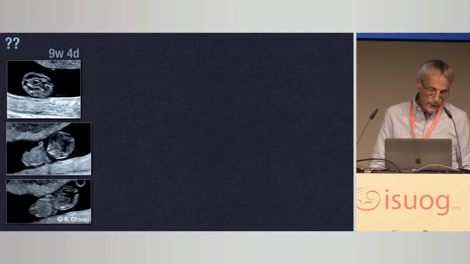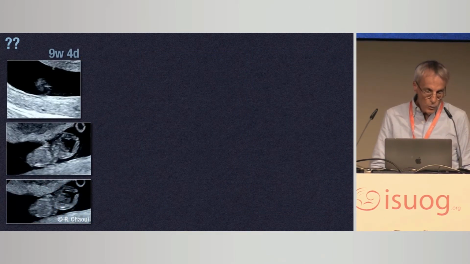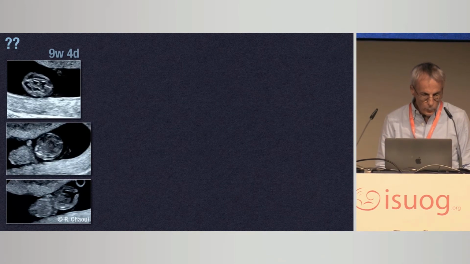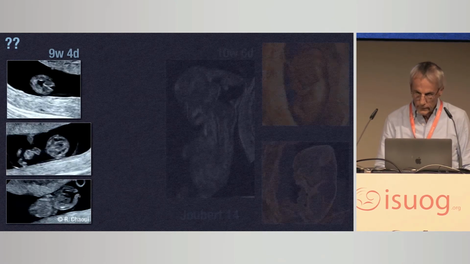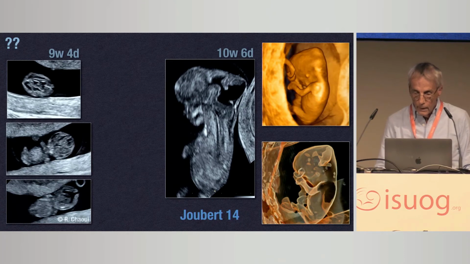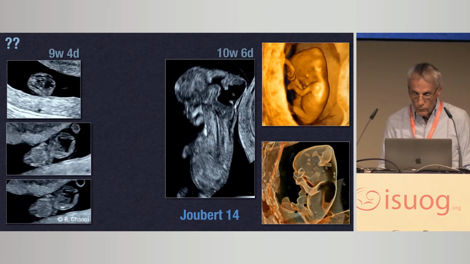And this case, it's a case from Rabi. He showed me this case. You can see here a defect at 9 weeks of pregnancy on the posterior part, and later the diagnosis was a Joubert 14, and you can see here on the posterior fossa.